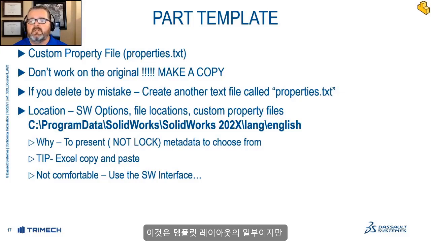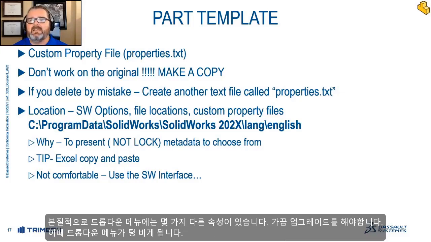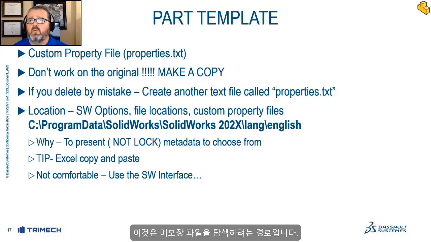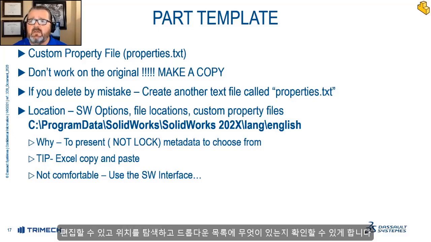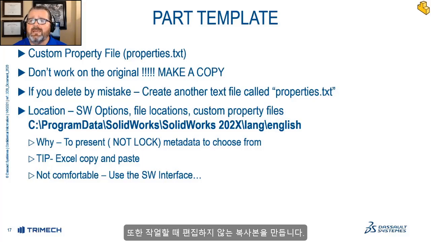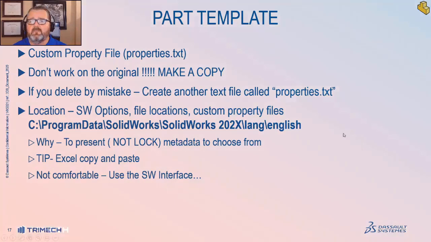This is part of the template layout, but in essence, there are a couple dozen different properties in the drop-down menu. Sometimes when you do an upgrade, this drop-down menu becomes blank. This is the path we'll want to explore. It's a Notepad file, a properties.txt, and you can edit that, and I encourage you to explore the location and see what's in that drop-down list. Also, make a copy of that. Don't edit the original when you're working through that.